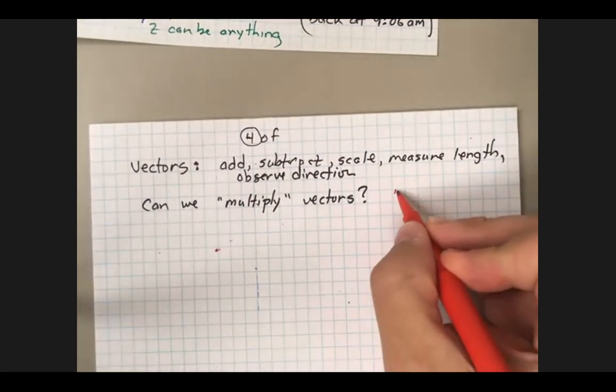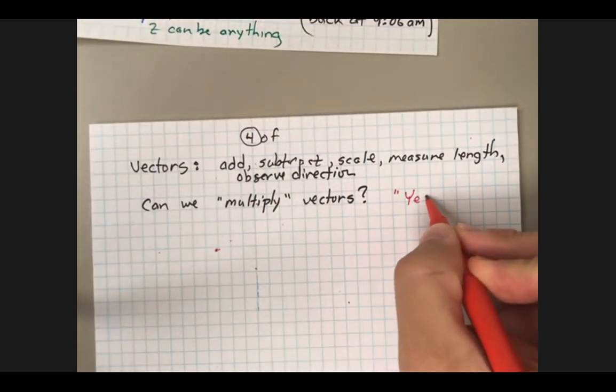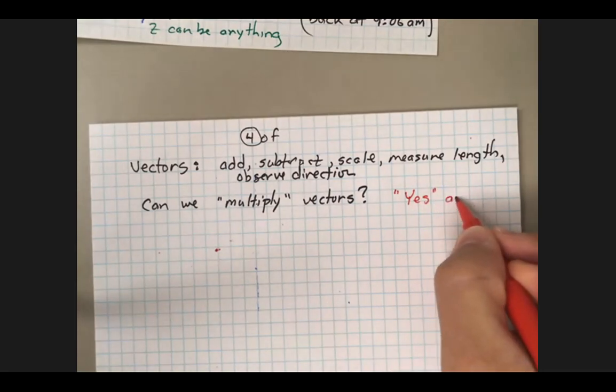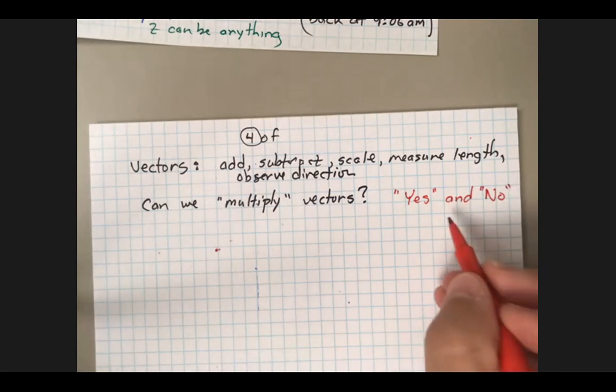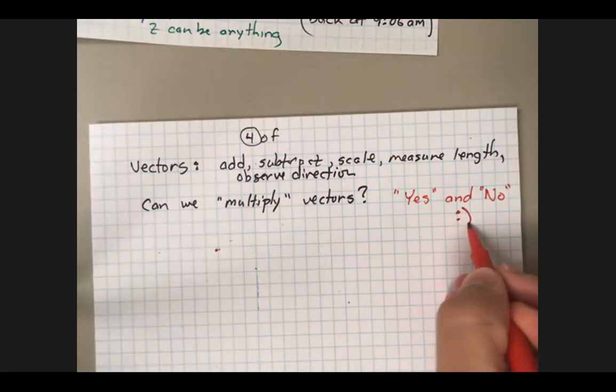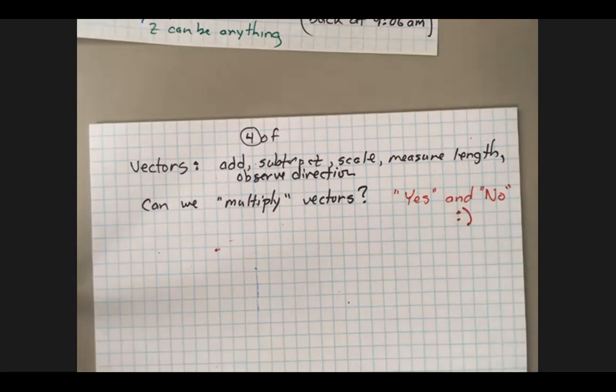And in true ambiguous mathematics spirit, we're going to say yes and no. I'm only saying that in a humorous sense. Well, we can multiply vectors. In fact, we can multiply vectors and be very, very satisfied and excited with the results. But it may not be the multiplication you expect.